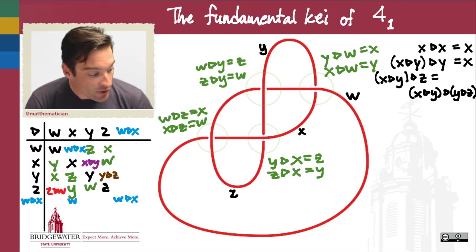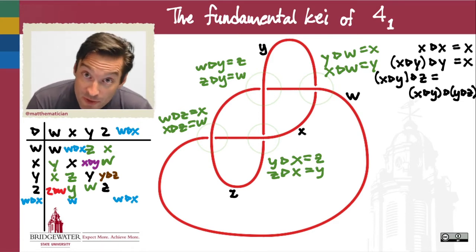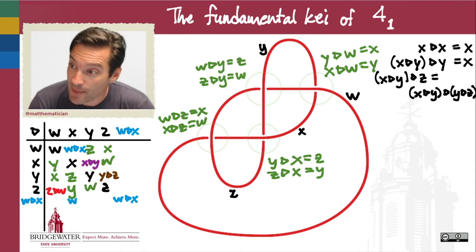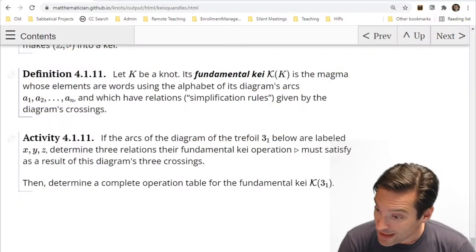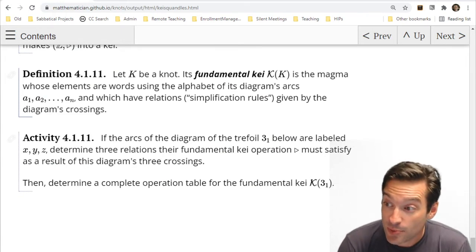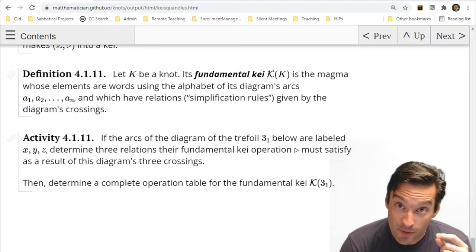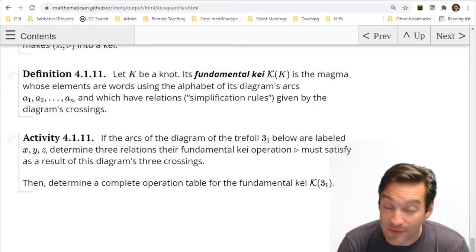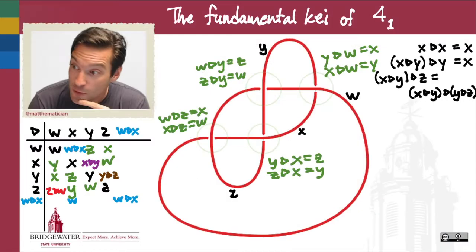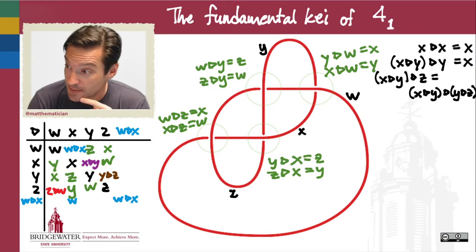So what I'd like for you to do to wrap things up for today with your team is to take about 10 minutes or so and just try this process that we just did, but try it with the simpler knot. Try it with the trefoil. If you just take the trefoil and label its arcs X, Y, and Z, see if you can go through this process and come up with an operation table for the fundamental K of the trefoil. See if it's, as advertised, simpler than the example of the 4-crossing knot, the figure 8 that we just did.